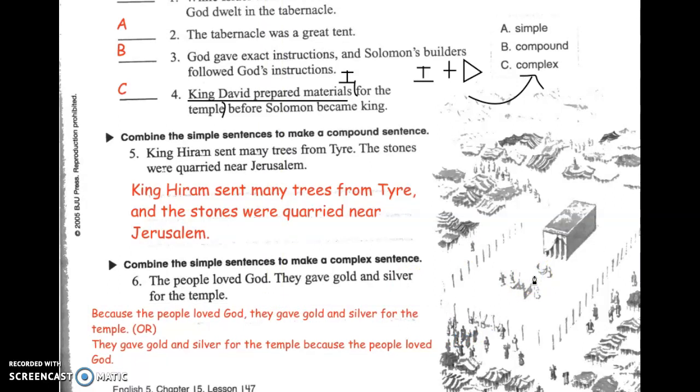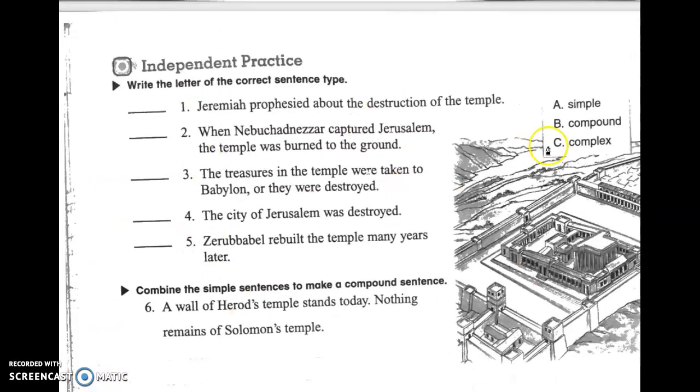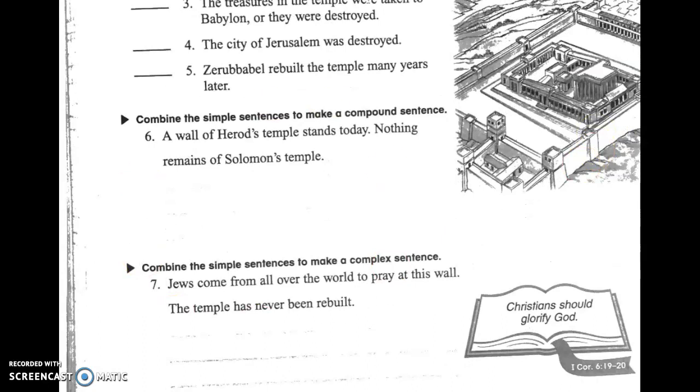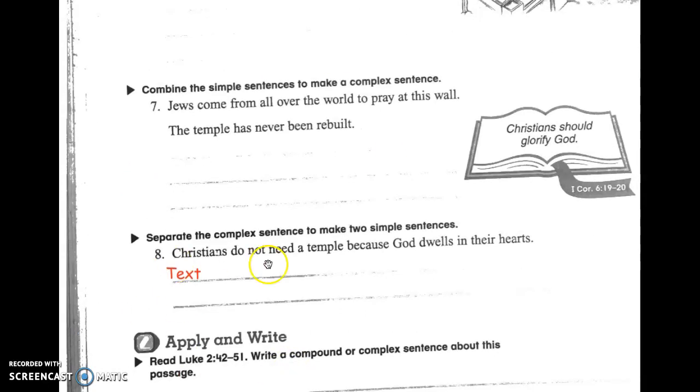Great. So for the independent practice, you're going to do the same thing. You're going to decide if each sentence is simple, compound, or complex, and then write simple sentences. Let's do number 8 together. Separate the complex sentence to make two simple sentences. So this time we're doing the opposite. We're going to be given a complex sentence and we're going to separate it into two different simple sentences.